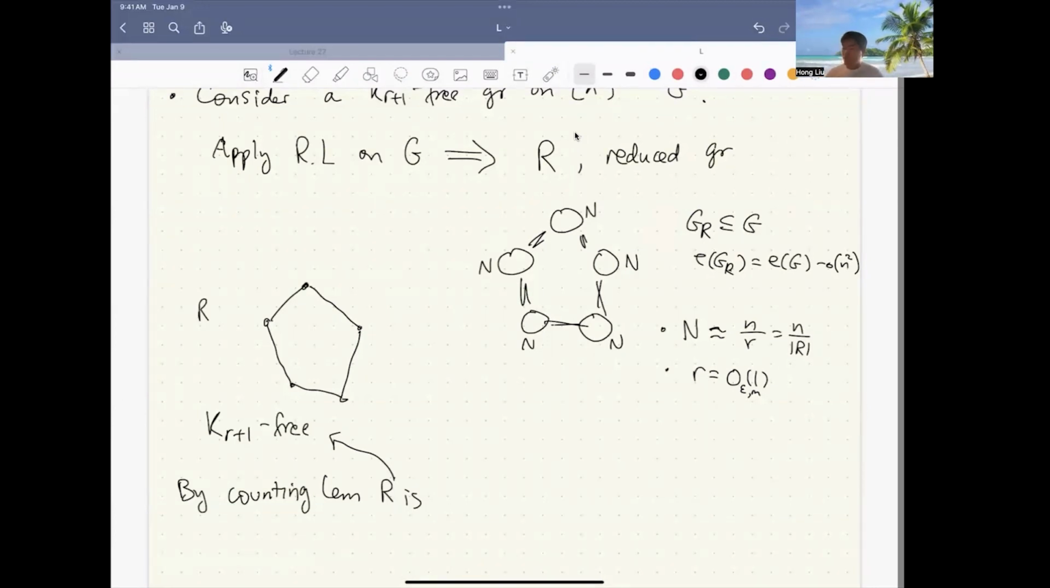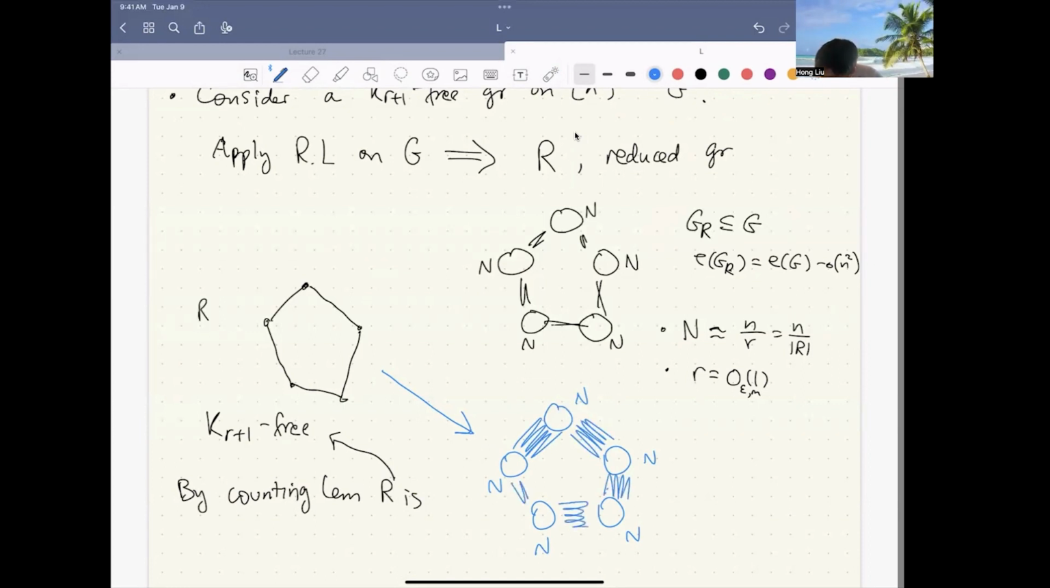What I'm going to do now is I want to blow up this reduced graph. Very simple. Each part is of size n, and whenever there's an edge in the reduced graph, I put a complete bipartite graph. Okay, so this is the graph. I will write it as R[n], which is the n-blow-up of R.